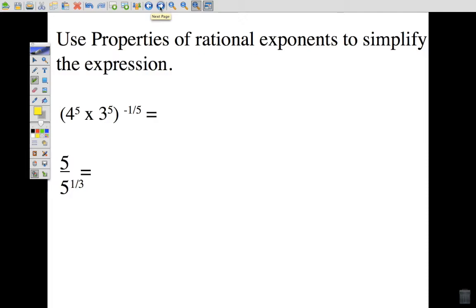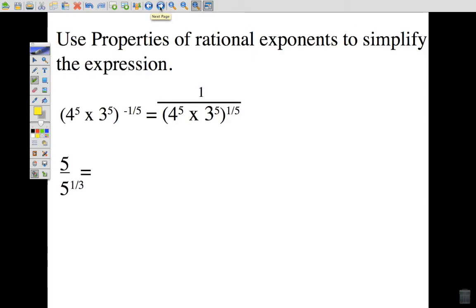When you have an exponent outside of parentheses, typically you would distribute it to each term inside the parentheses, but this is a negative exponent. So in this case, let's apply the negative exponent property first. That means everything that's being taken to a negative exponent will go down in the denominator, and the exponent now becomes positive.